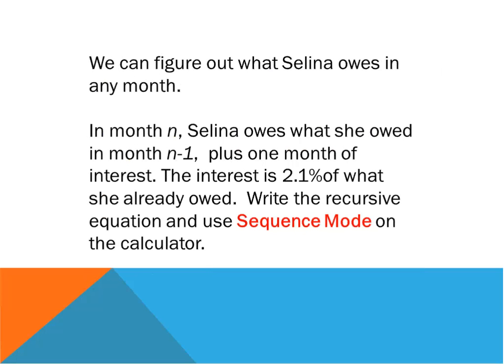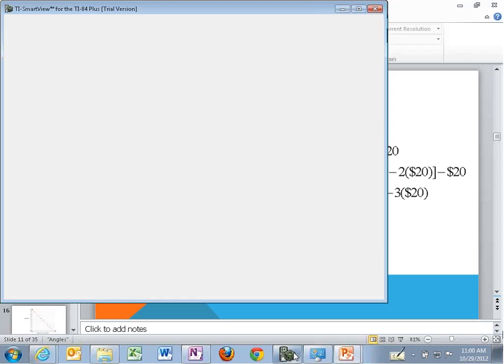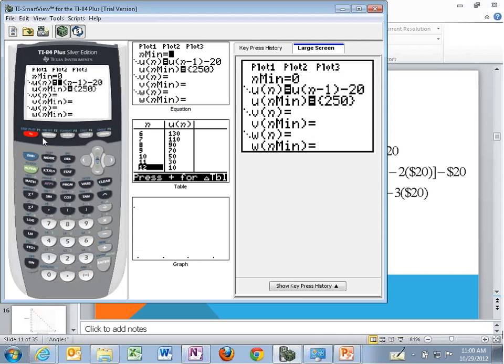Let's go to sequence mode on our calculator and see if we can type in what you have written on your pages. I'm going to go to sequence mode, and clear out my last equation. You don't have to; you could just turn it off. I'm going to turn mine off so that if you want to keep that for later, you can. There are three places you can write recursive equations.